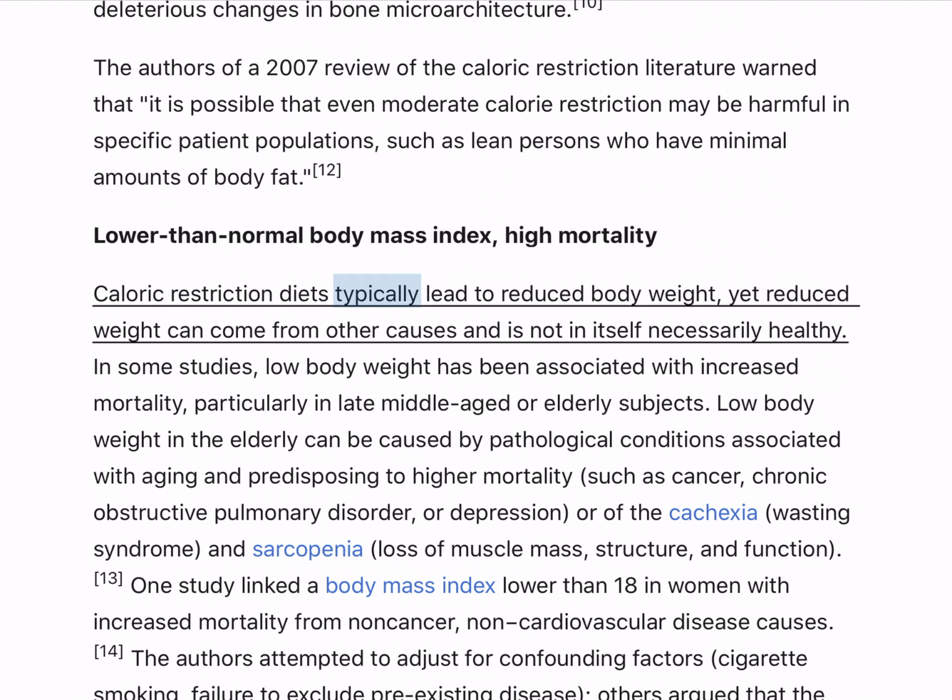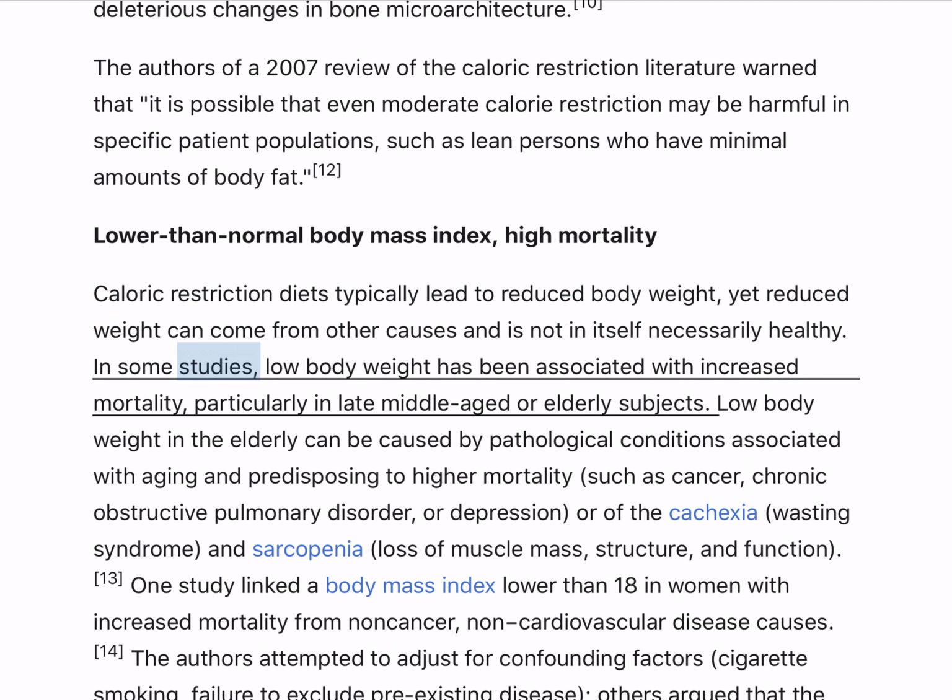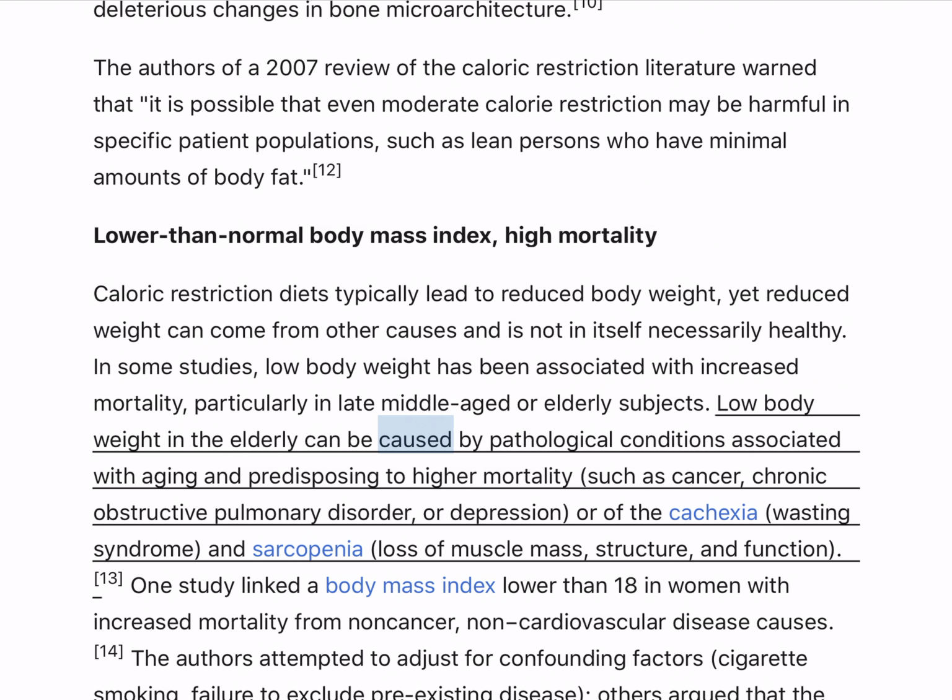Caloric restriction diets typically lead to reduced body weight, yet reduced weight can come from other causes and is not in itself necessarily healthy. In some studies, low body weight has been associated with increased mortality, particularly in late middle-aged or elderly subjects. Low body weight in the elderly can be caused by pathological conditions associated with aging and predisposing to higher mortality, such as cancer, chronic obstructive pulmonary disorder, or depression, or of the cachexia, wasting syndrome, and sarcopenia, loss of muscle mass, structure, and function.